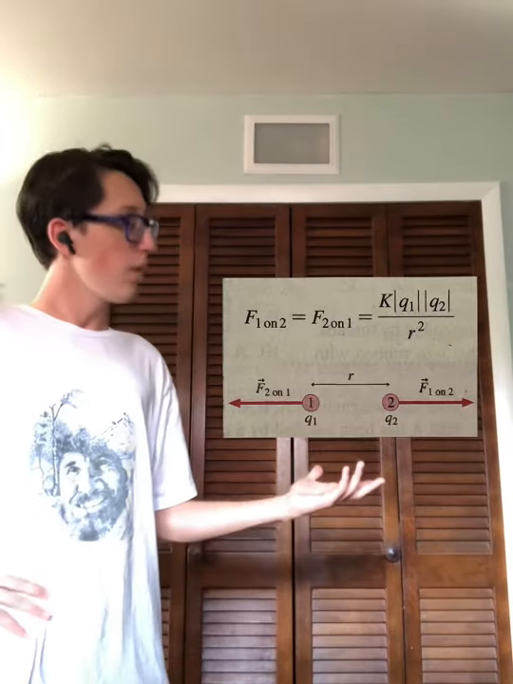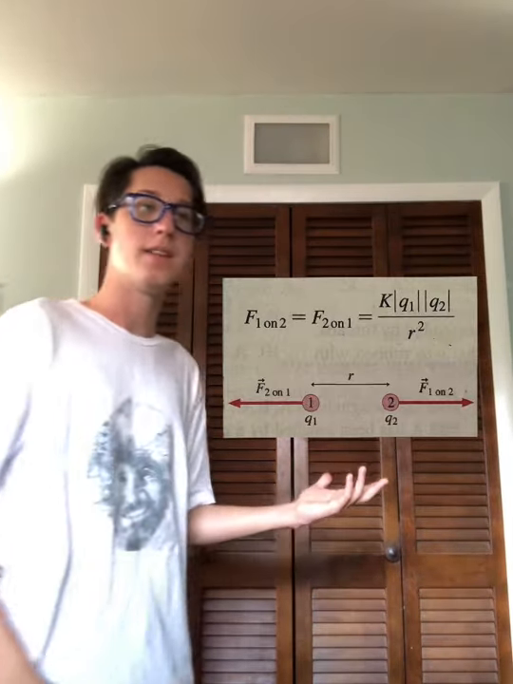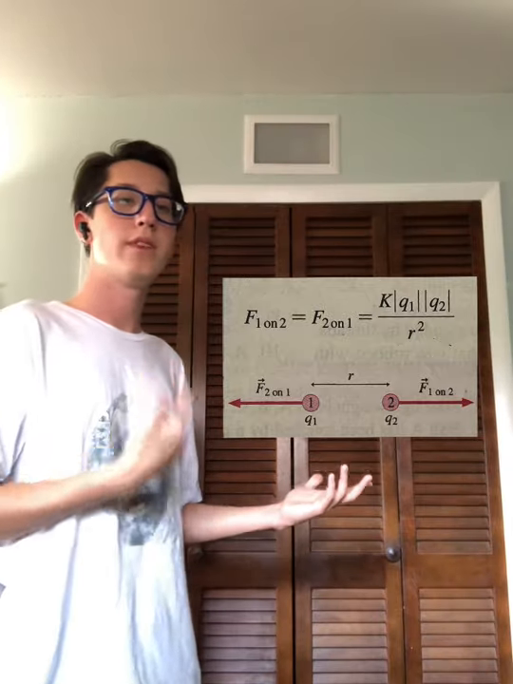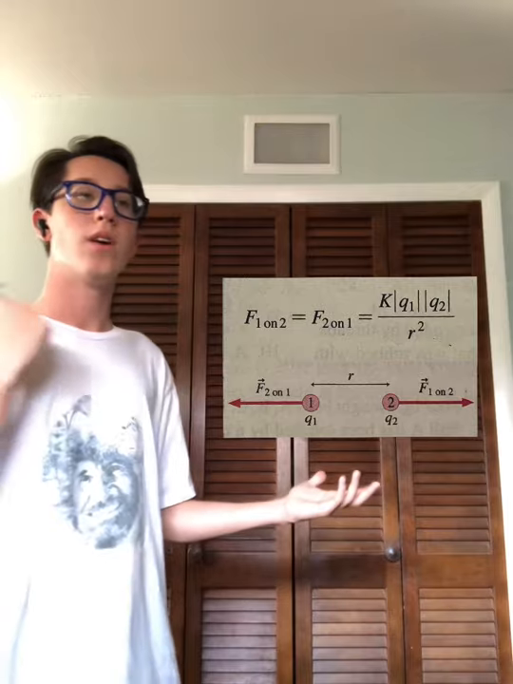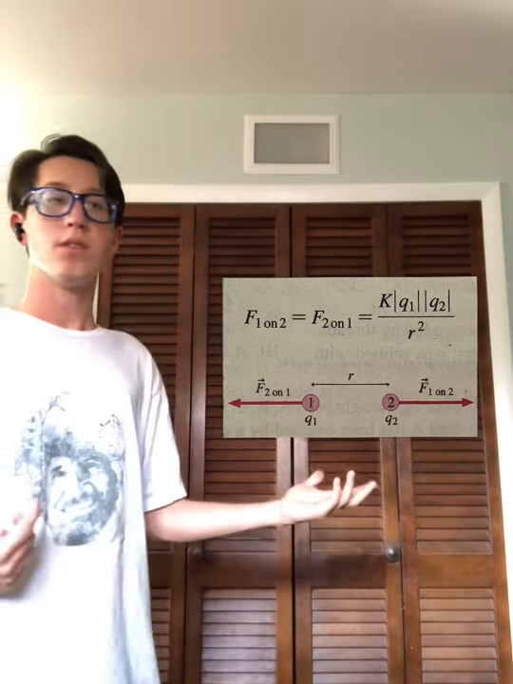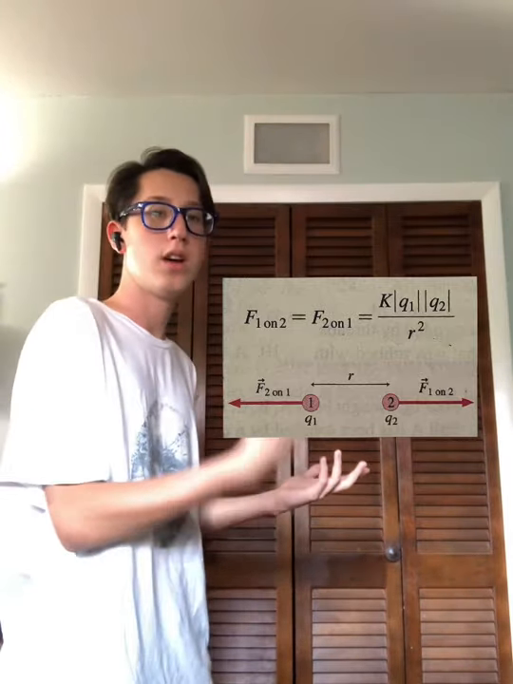Welcome to the third section of our summary of electromagnetics. This will be Coulomb's law. Coulomb's law gives us the equation to find the electric force between two charged objects. So, the equation for Coulomb's law has K times the absolute value of Q1 times the absolute value of Q2, all over R squared, which is equal to the force between the two charged objects.